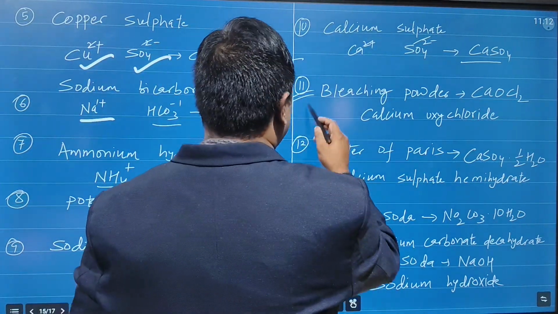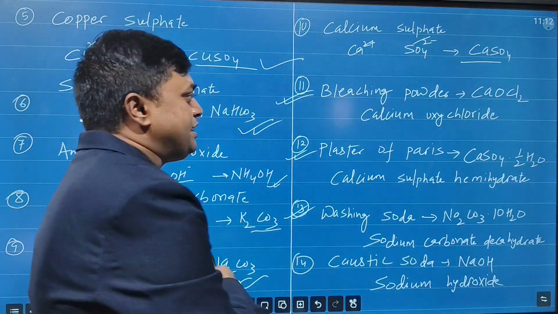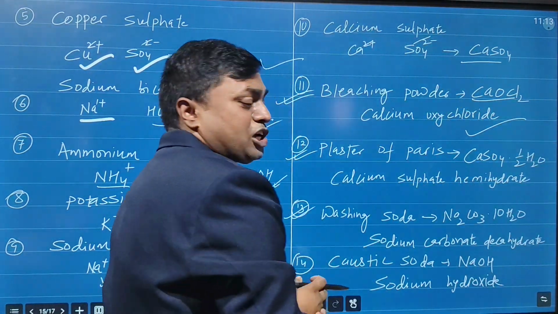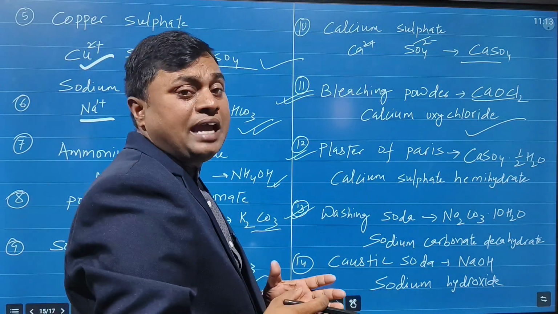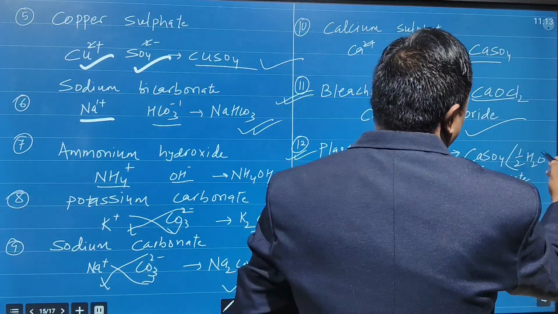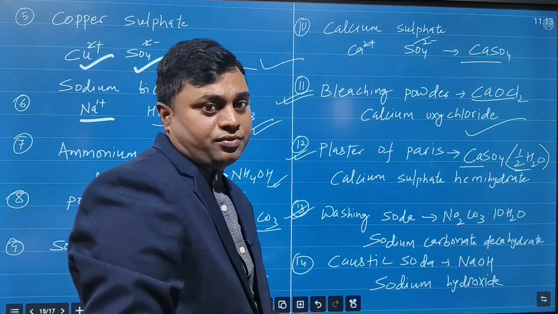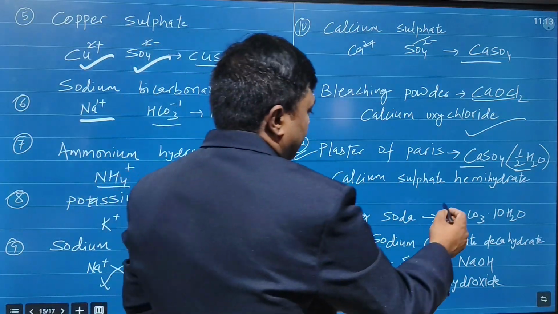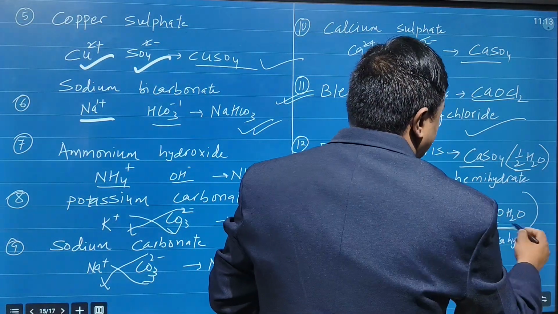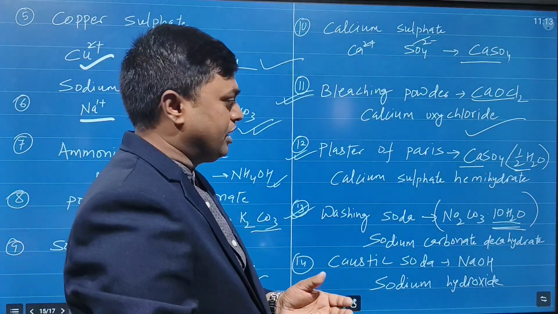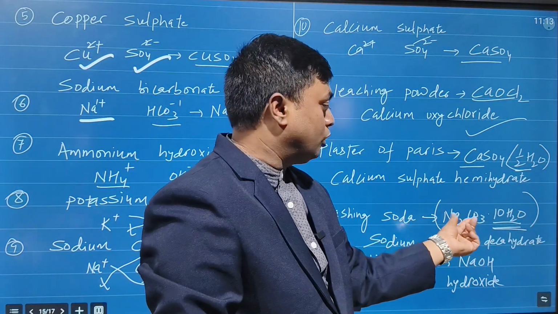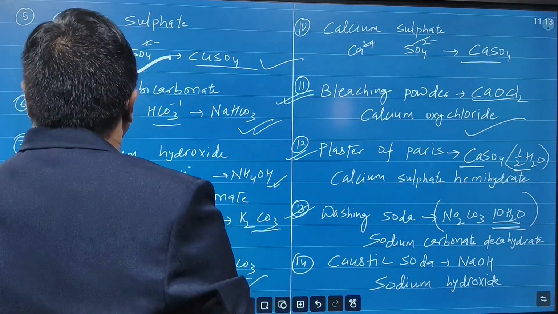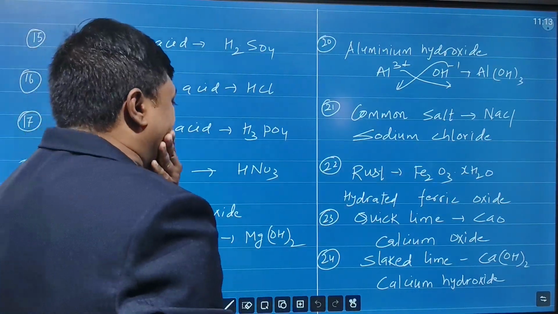Some more important formulas are there for grade 10. You should remember. Bleaching powder is what? Calcium oxychloride, CaOCl2. Plaster of Paris: calcium sulfate hemihydrate, so CaSO4 and half H2O. Hemi means half, so there is half water of crystallization. Washing soda: Na2CO3.10H2O. Here 10 water molecules are attached, so sodium carbonate decahydrate. Deca means 10.